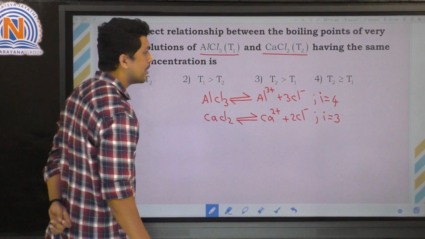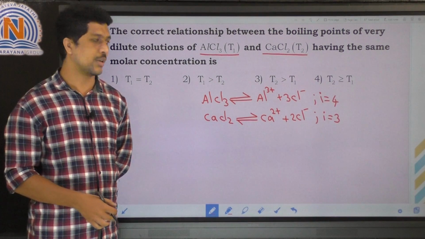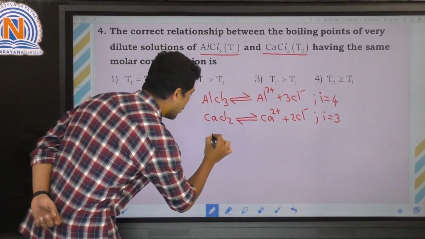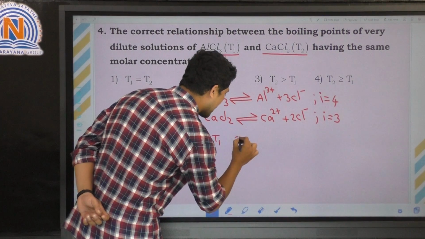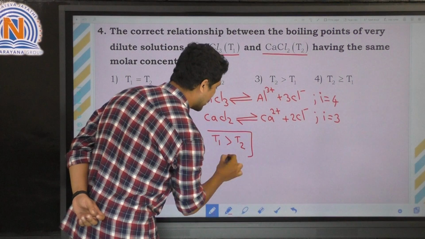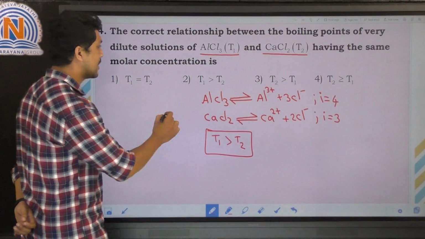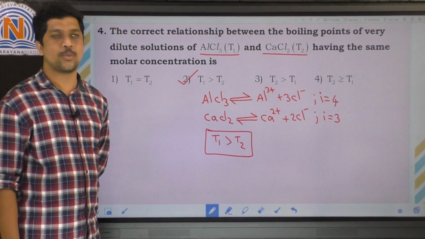Right? So the one which has the highest van't Hoff factor has the maximum boiling point. Here AlCl3 boiling point is T1 and CaCl2 boiling point is T2. So the relation between T1 and T2 is T1 greater than T2. So the correct option is the second option. Clear? Let's move on to the next problem.